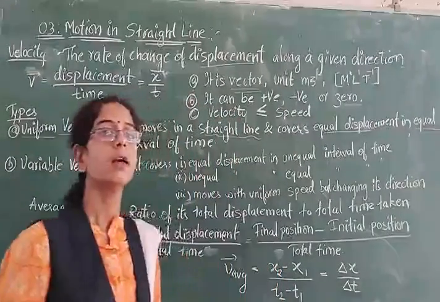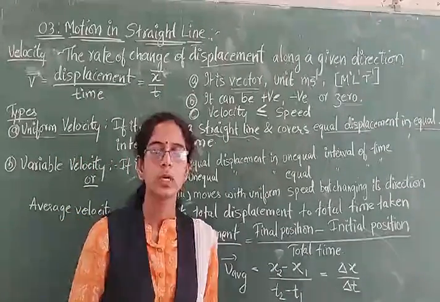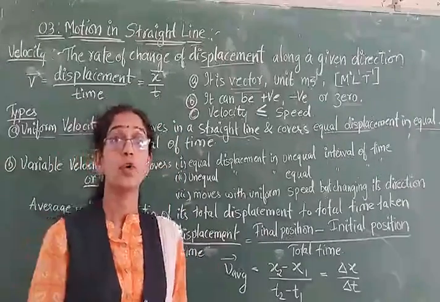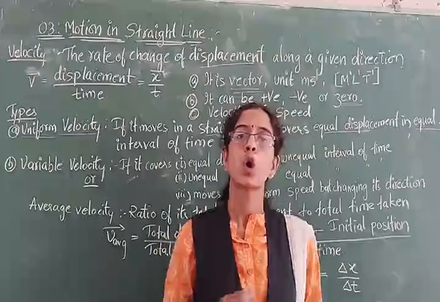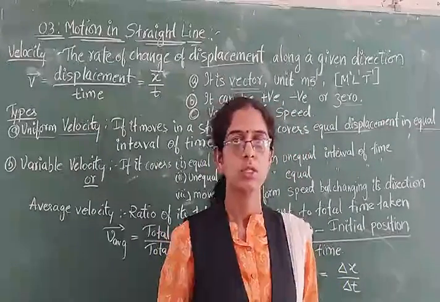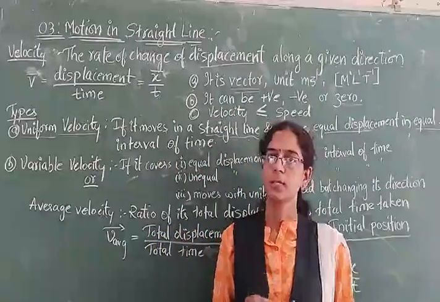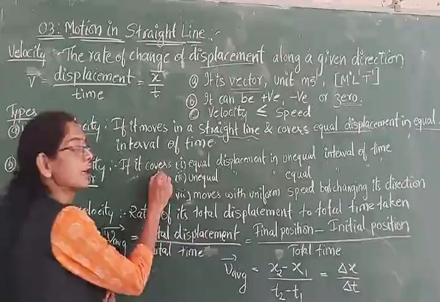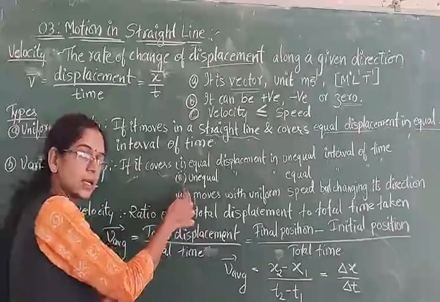On the other hand, if the object is not moving with similar displacement in equal time, or it is changing its direction, then that physical quantity is called variable velocity, or sometimes non-uniform velocity. So it has been defined in this manner. I have told you there are different cases in it, so I have represented those cases.